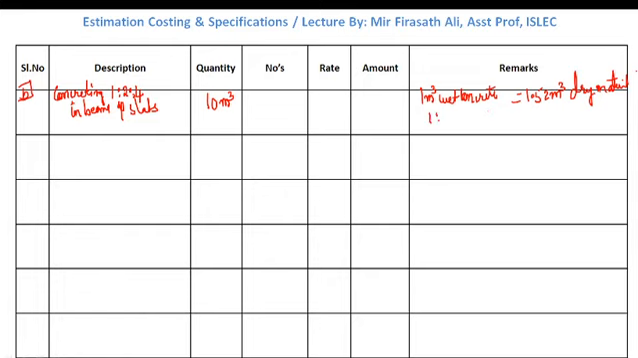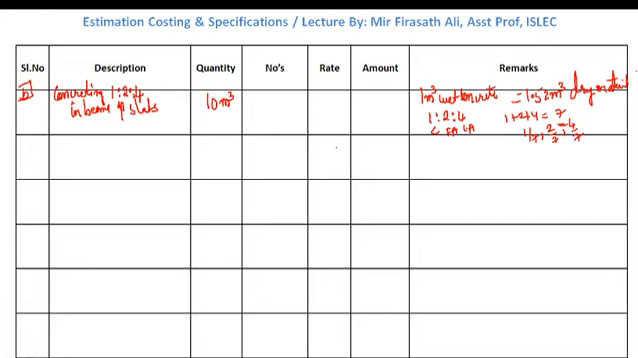We have 1:2:4: one is cement, two is fine aggregate, four is coarse aggregate. 1 plus 2 plus 4 is 7. So the quantity of cement is 1/7, fine aggregate is 2/7, and coarse aggregate is 4/7.